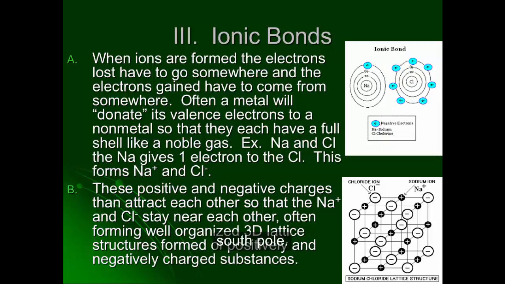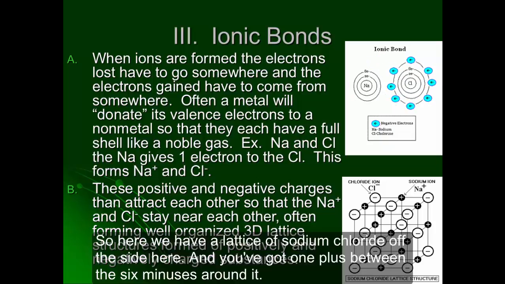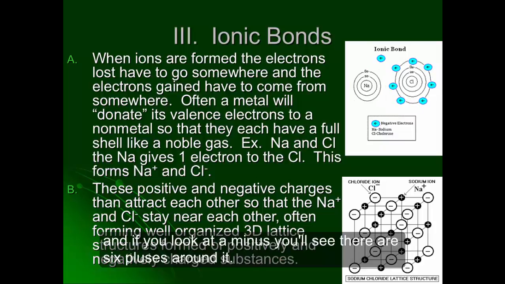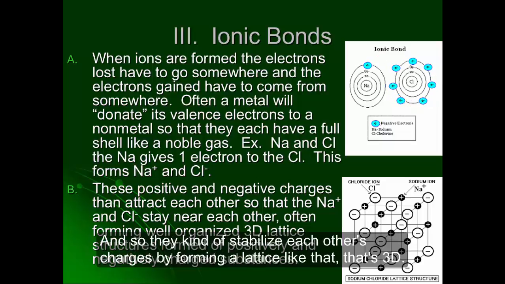So here we have a lattice of sodium chloride off to the side here, and you've got 1 plus between the 4 minuses around it. No, let's see, 6 minuses around it. And if you look at a minus, you'll see there are 6 pluses around it. And so they kind of stabilize each other's charges by forming a lattice like that that's 3D.